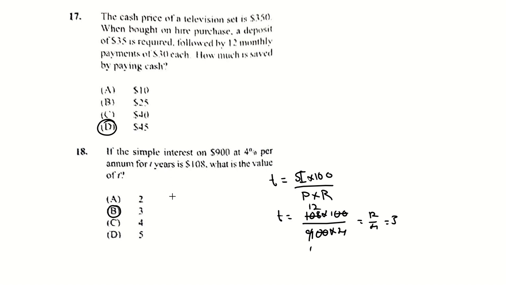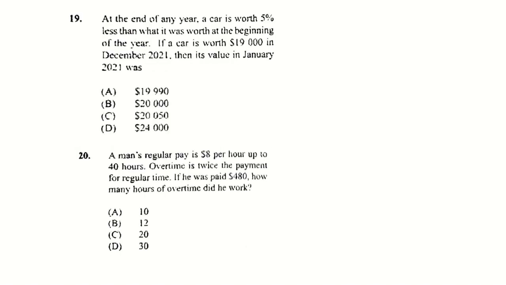Or you could have just said 3 multiplied by 900 multiplied by 4 all over 100. Cross out this. 9. 4 3s are 12. 12 by 9 is 108, and that is how you could have done it. Right? Using the formula. Because we have the answers, you have the option of doing that, right?